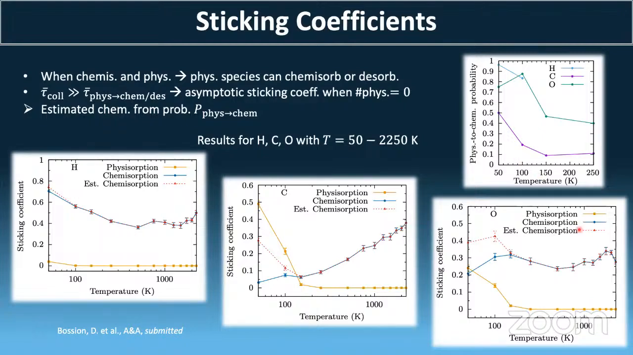As you can see, there's physisorption in yellow. In some cases, for hydrogen, it's almost 0, and in some cases, very high at low temperature. But using this probability, we could convert those physisorbed atoms into asymptotic chemisorption.